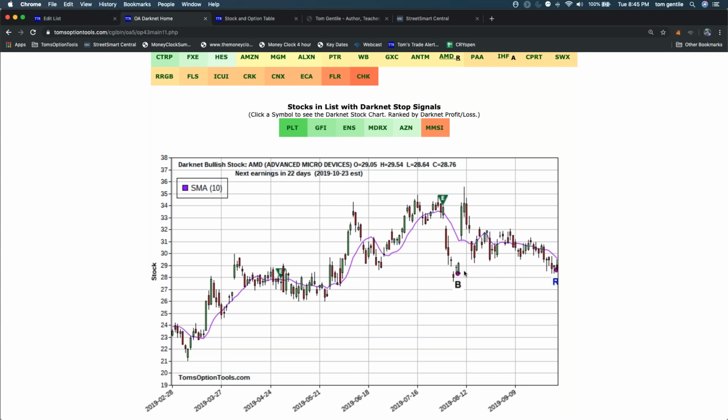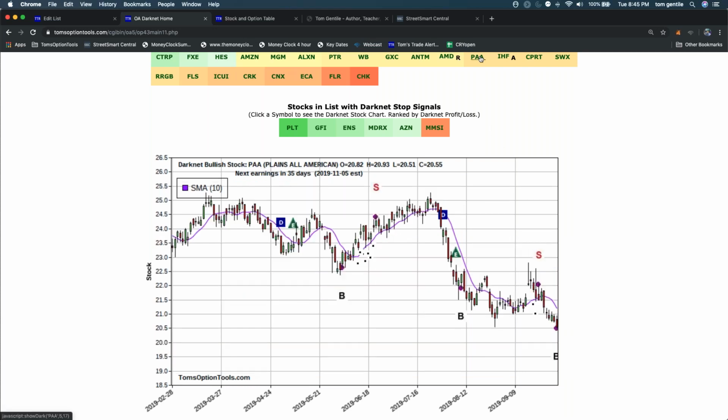But buy, rebuy. There is a double bottom going on here with AMD. Should be interesting to see what happens. PAA. Yeah, there was a winner. This is Plains All American winner. Here's a buy and a sell. That was a break even. Here's a buy today.